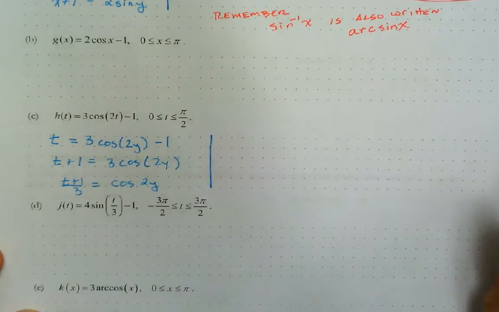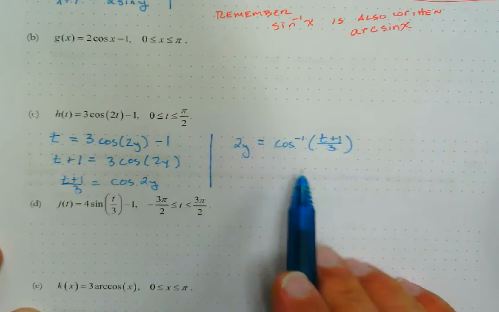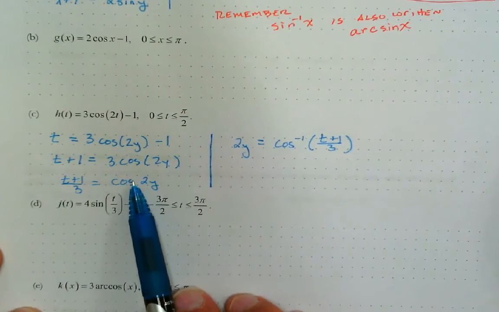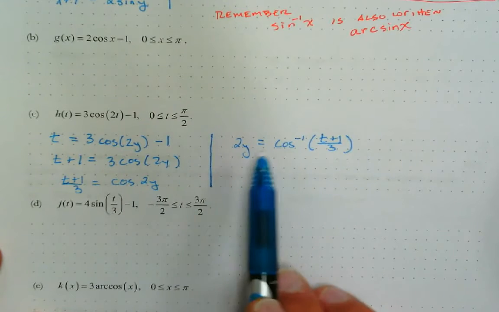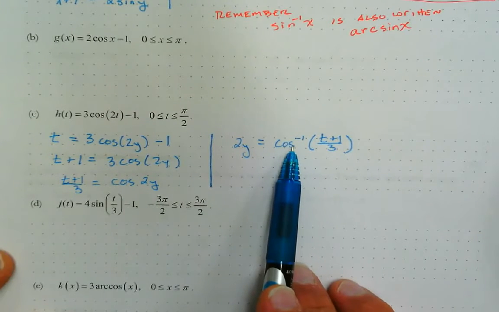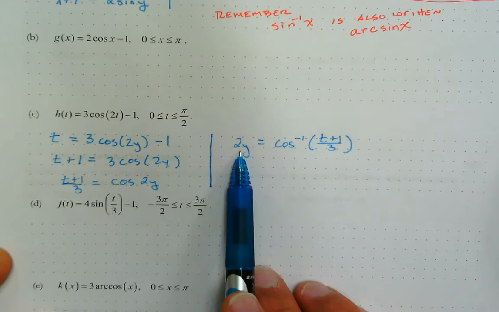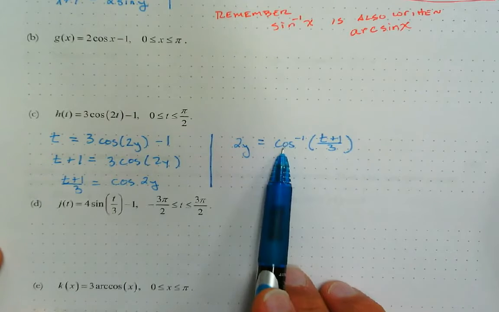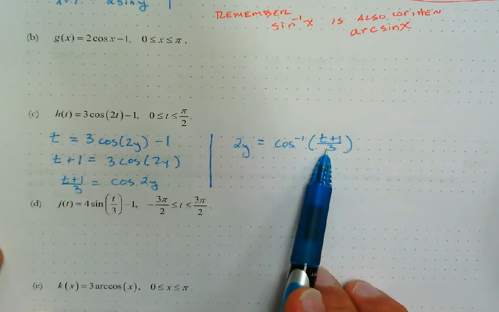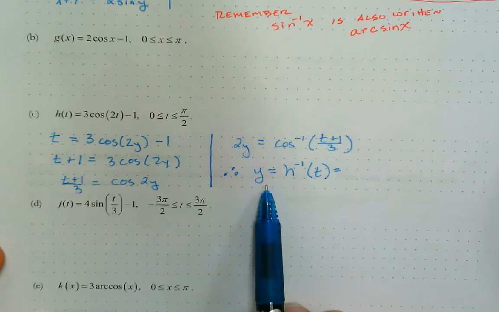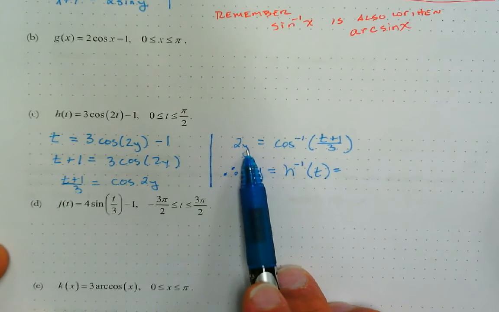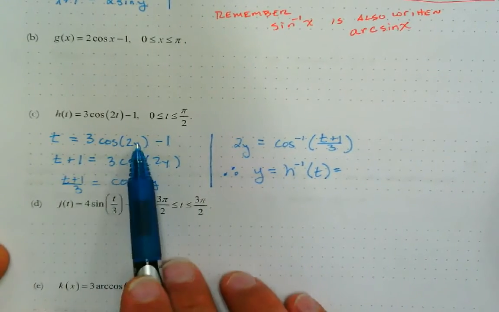What would be that next step? That next step would be to undo the cosine function, and I can undo the cosine function by taking the inverse cosine of both sides. And so I have 2y is equal to the inverse cosine of t plus 1 over 3. But I am not done yet. I'm tasked with finding the inverse, so essentially solving for y after I've switched my variables.